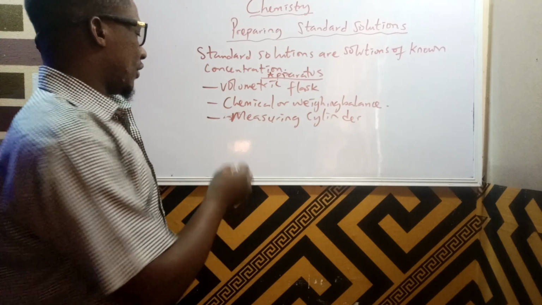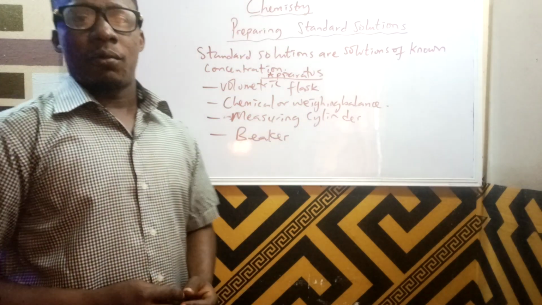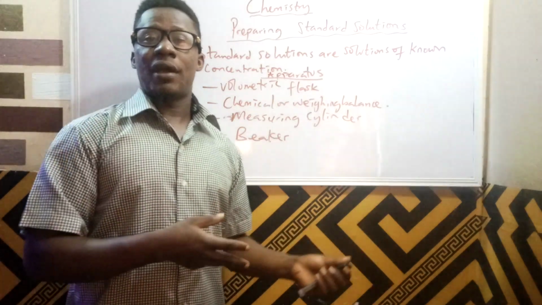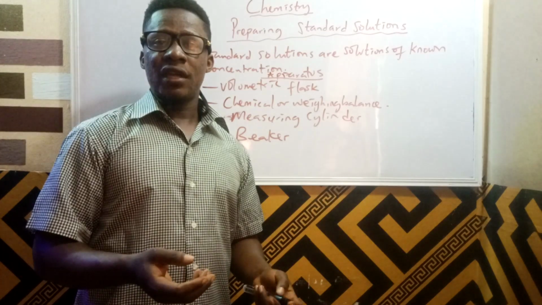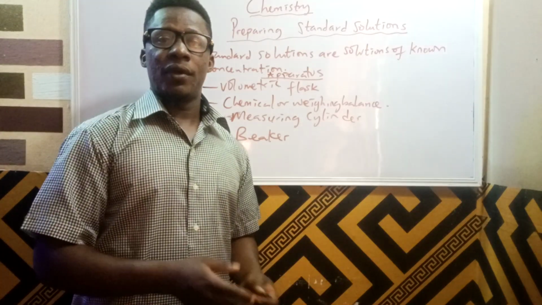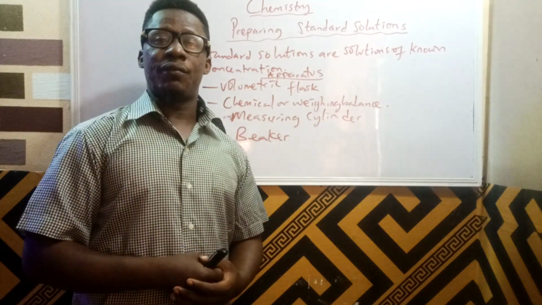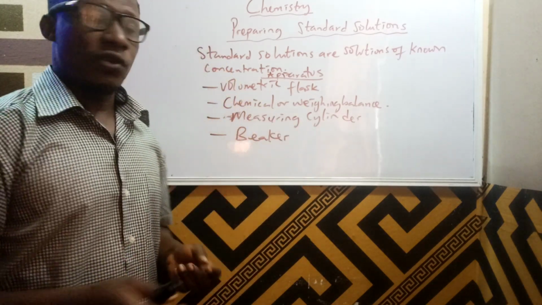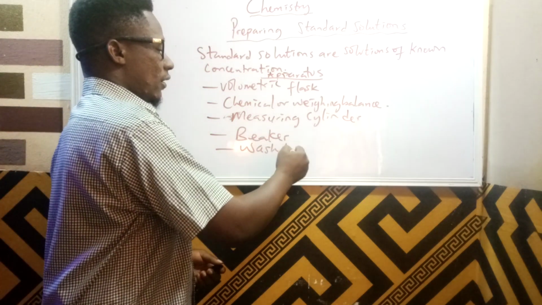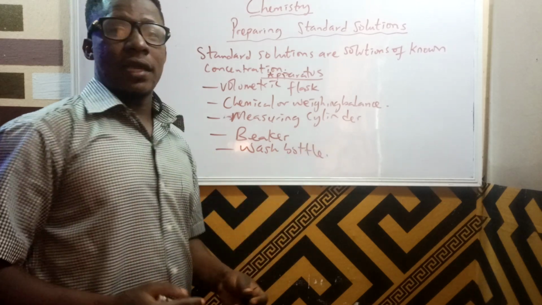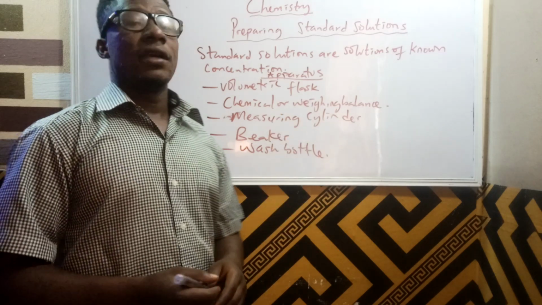Again, you are going to need your beaker, so that when you want to prepare that standard solution, probably you are preparing the acid or the base from the manufacturer, you want to put some amount from the bottle into the beaker before you add water. And then of course you are going to need the wash bottle, so as to add the calculated amount of water. Of course you can measure the calculated amount of water using the measuring cylinder.